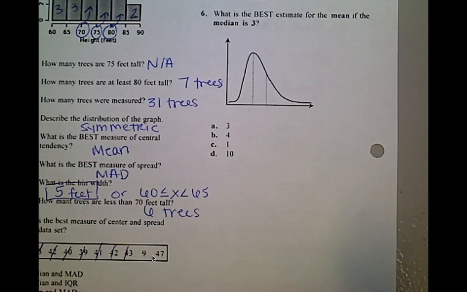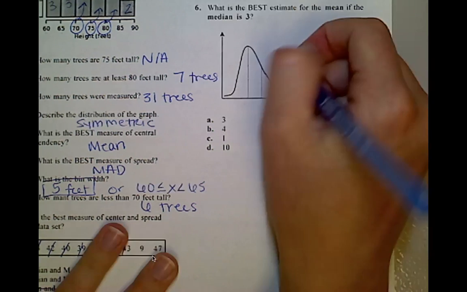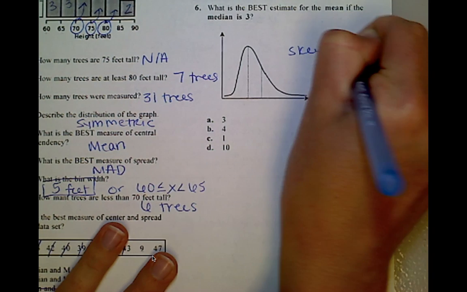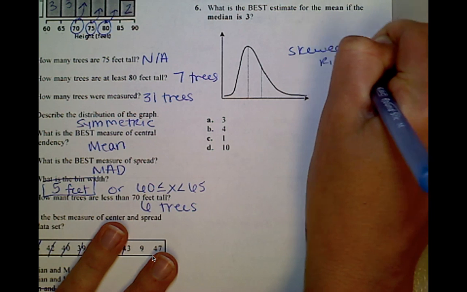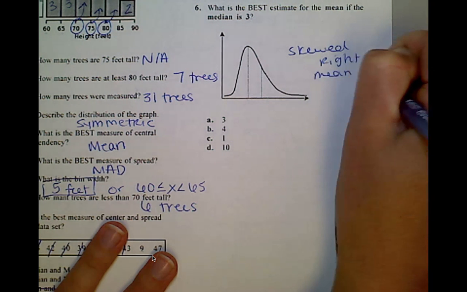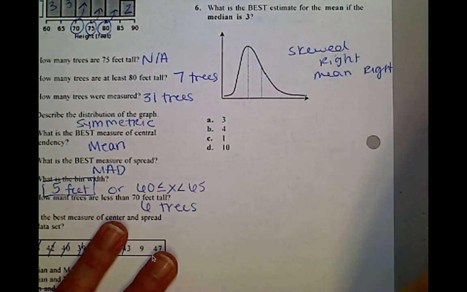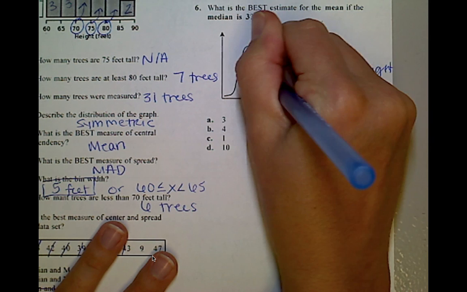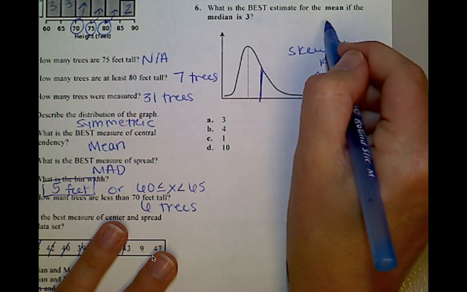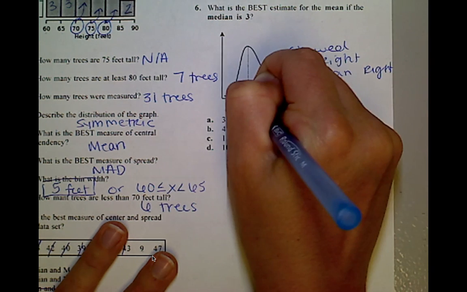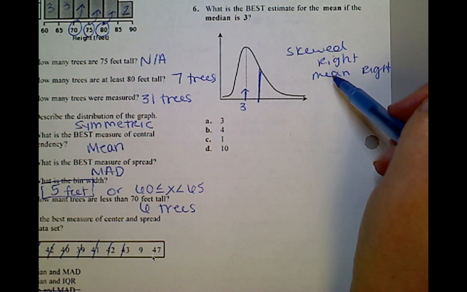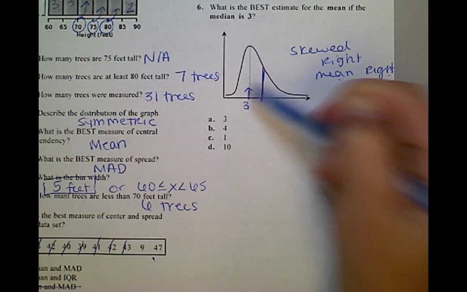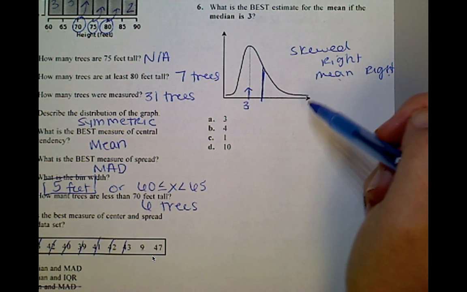Okay, number 6, which is the best estimate for the mean if the median is 3? So when we're looking at this right here, this is definitely a skewed right distribution. So I know skewed right means the mean went to the right. If I'm looking at this, the line that's to the right is right here, so I would know that the mean would need to be right here. It told me the median was 3. So this line right here would be the median, because if the mean's to the right, that leaves the median on the left.